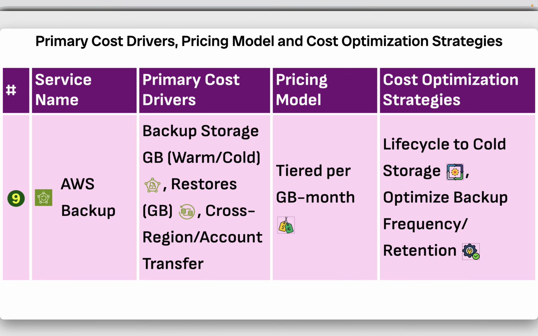Next, AWS Backup. Primary cost drivers are backup storage per GB, and there are two types, warm and cold, and how much you do restores per GB, and any cross-region, cross-account transfers. Pricing model is tiered per GB per month and pay per use for restores and transfers. Cost optimization strategies are lifecycle to cold storage, optimize backup frequency and retention.